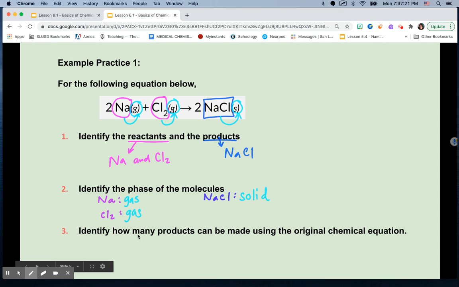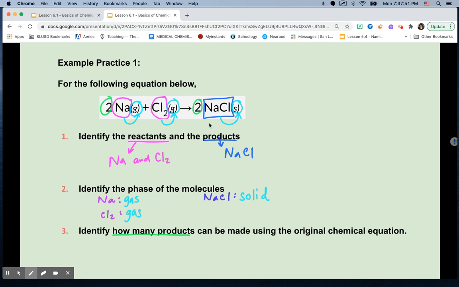So question number 3 asks, identify how many products can be made using the original chemical equation, right? So the key thing that it's asking here is how many products. So if I'm looking for the amount of things, I need to look at the number in front, which we'll talk about in the next lesson in more detail.